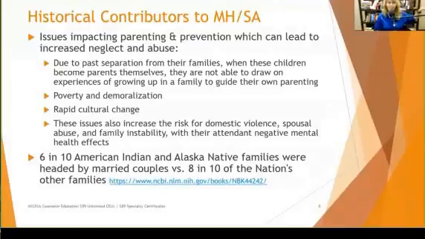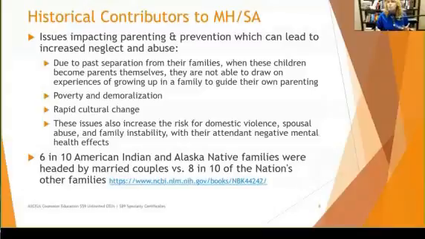Back in the day, if you will, which that day wasn't so long ago, a lot of Native American children were removed from their families and sent to boarding schools. And due to this separation from their families, when these children became parents themselves, they weren't able to draw on any experiences of growing up in a family to guide their own parenting. They don't know what mom and dad are supposed to be like or what their roles are supposed to be. Poverty and demoralization can also contribute to high stress in a family and lead to increased neglect and abuse. Rapid cultural change is also an issue.